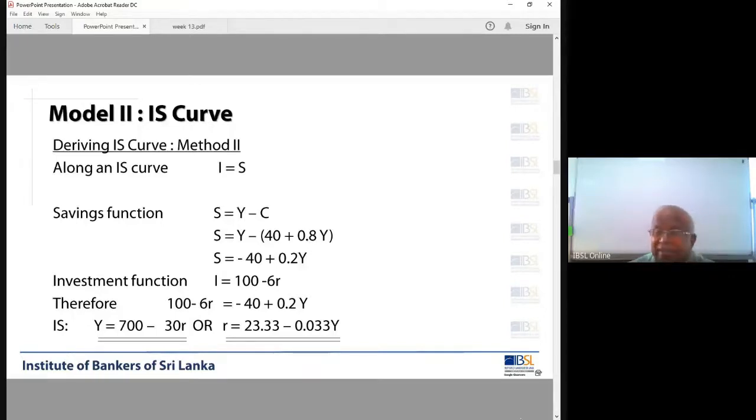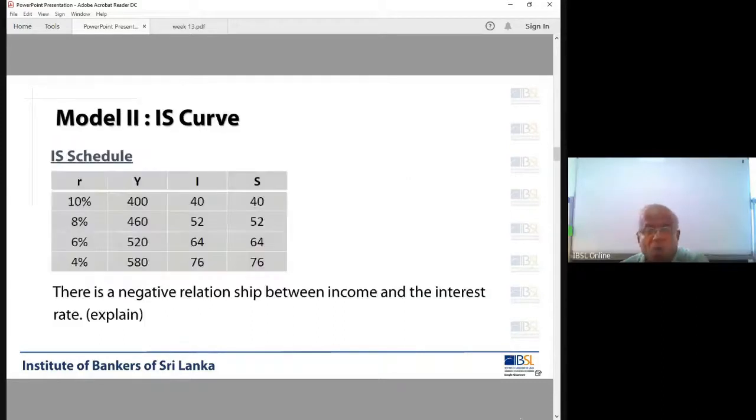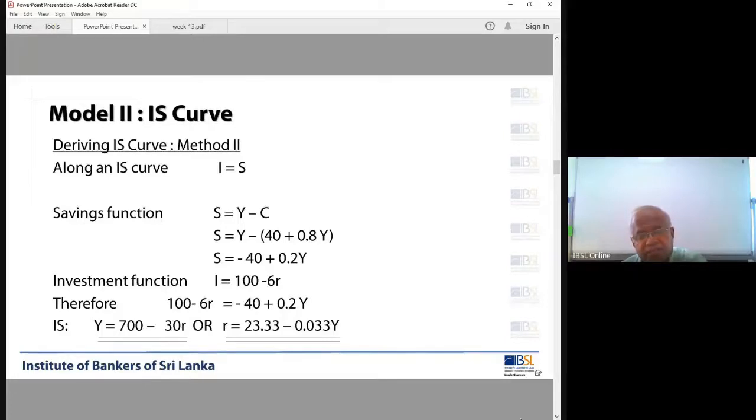If you simplify this, with Y as the subject, you get 700 minus 30R. What is 700 minus 30R? If you use Y equals C plus I, you get the IS curve. Or you can get the same function, the same formula, if you use the relationship I equals S: 700 minus 30R. Remember, you can derive the IS curve using either Y equals C plus I or I equals S. The same equation can be derived.